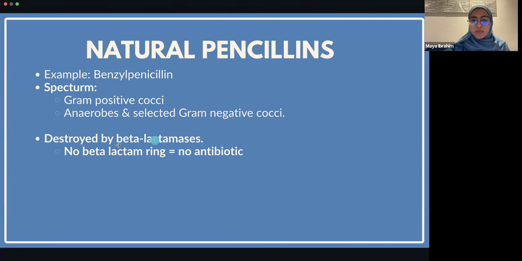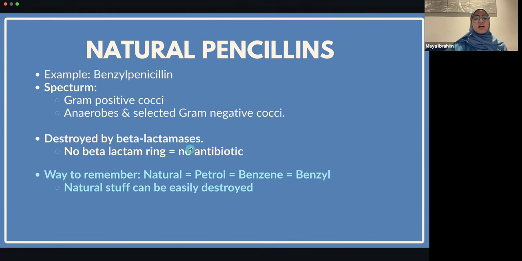And they're destroyed by beta-lactamases. Beta-lactamases are enzymes secreted that break down the beta-lactam ring. If you don't have that beta-lactam ring, the antibiotic is no longer an antibiotic in this class, of course. And a way to remember it is how I said natural penicillins, petrol, benzene, benzyl penicillin. And natural stuff can be easily destroyed.